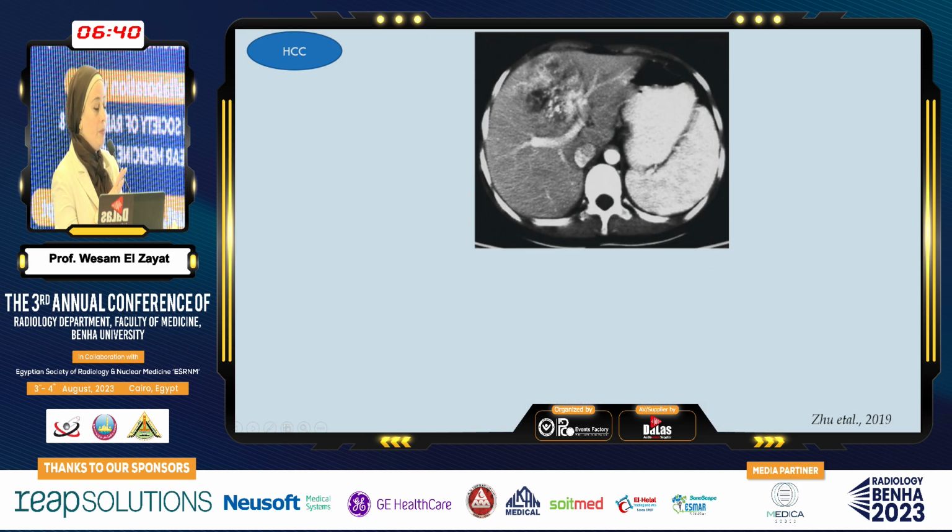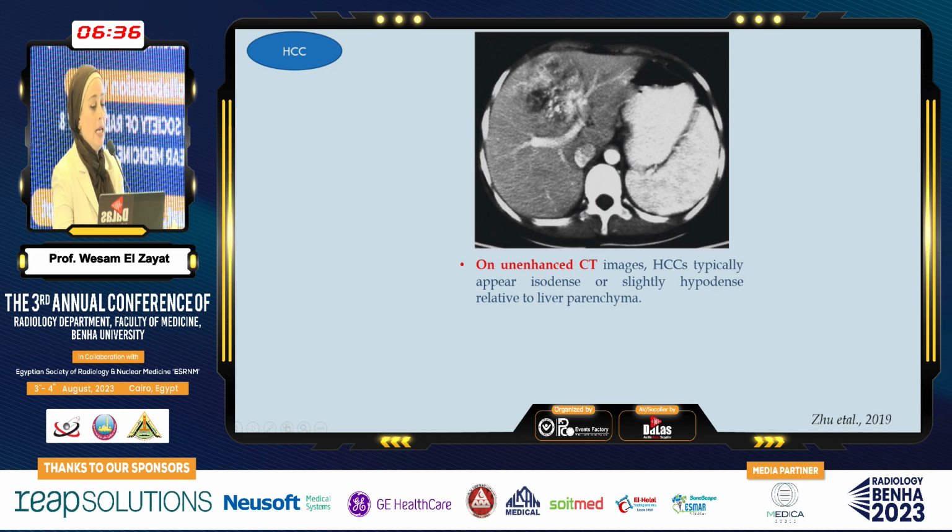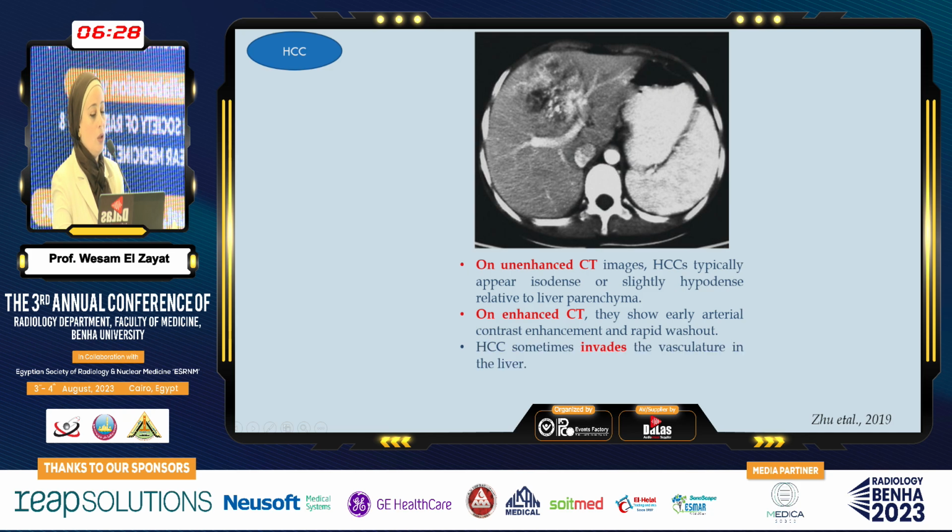HCC, regarding the imaging findings, would be typically like that of adults. On unenhanced CT, isodense or slightly hypodense. On enhanced CT, they show arterial enhancement and rapid washout with a tendency of invasion to vasculature.